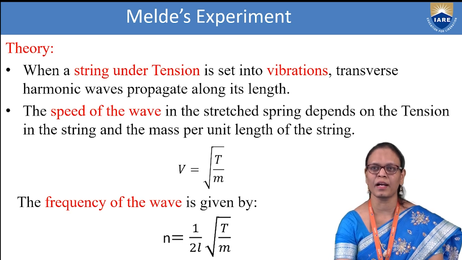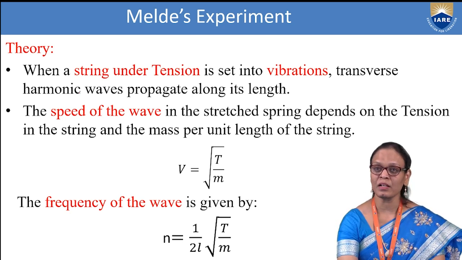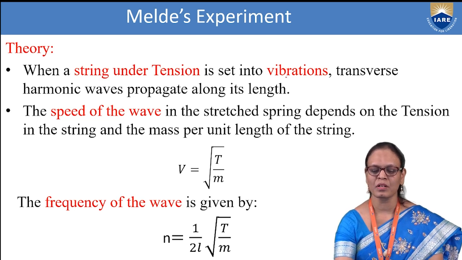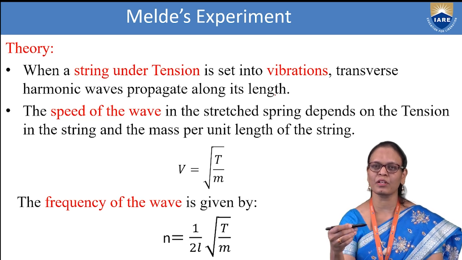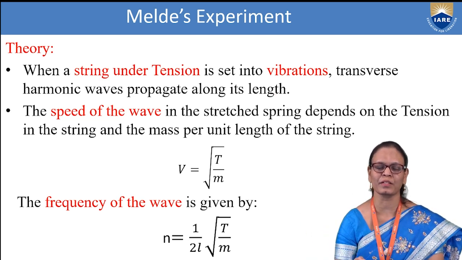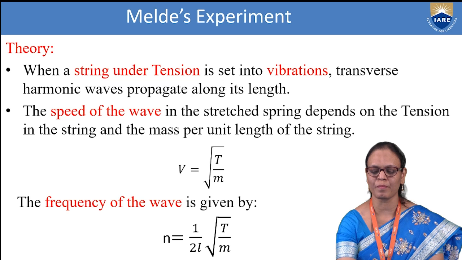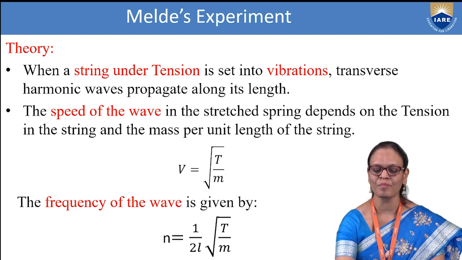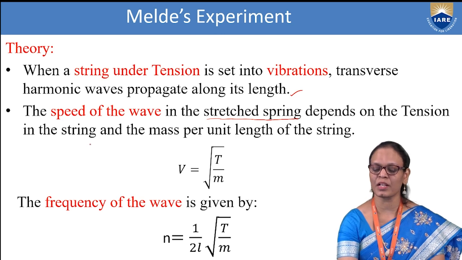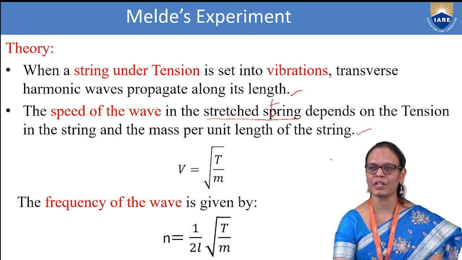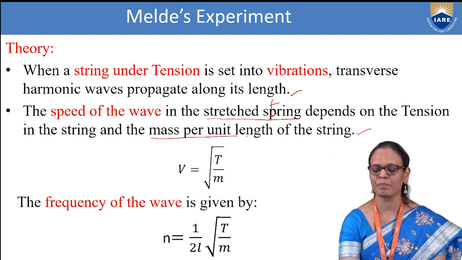Now, what is the theory behind it? When a string under tension is set into vibrations, transverse harmonic waves propagate along its length. So you will take a string, put some tension in the string and vibrate it either mechanically or electrically. Then harmonic waves are produced in the string and they propagate along the length. And the speed of the wave in the stretched string depends on the tension in the string and the mass per unit length of the string. So here mass per unit length is important.